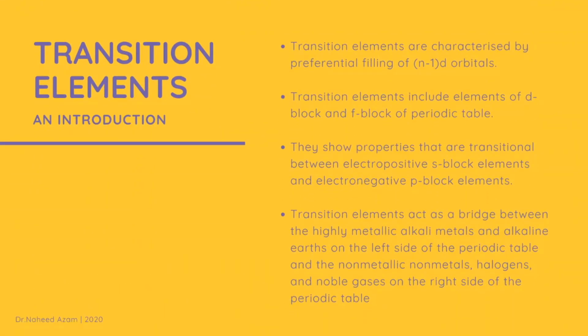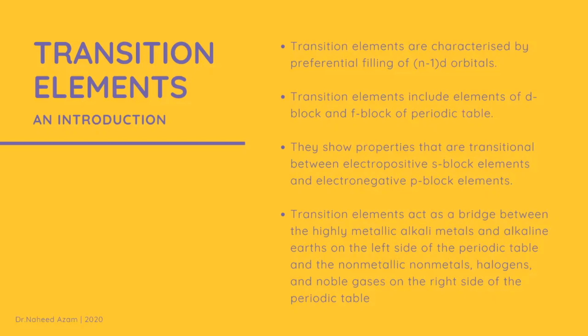Transition elements, a brief introduction. Transition elements are characterized by preferentially filling of n-1 d orbitals. Transition elements include elements of d block and f block of periodic table. They show properties that are transitional between highly electropositive s block elements and highly electronegative p block elements.